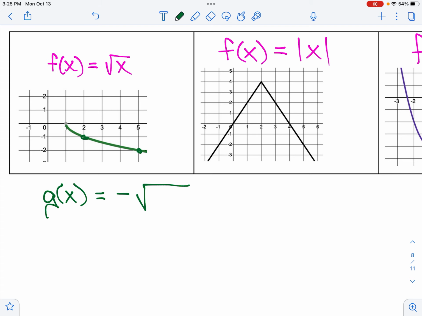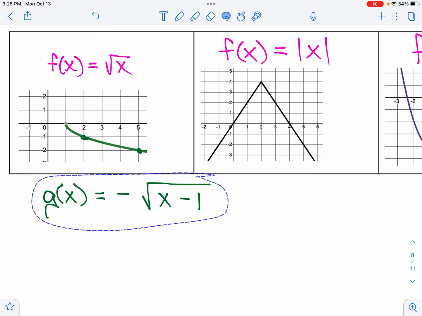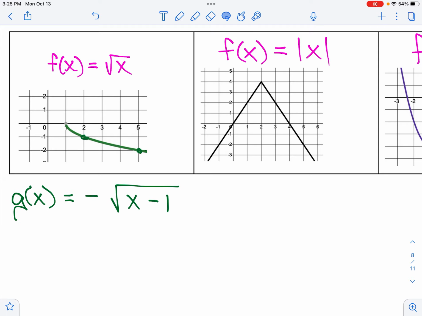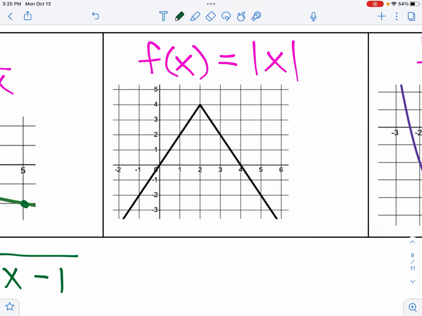So let's see. Normally that's +1, but remember that's opposite. So this will be -1. So my function there, I guess I should move this over a little bit so it's out of the way. Okay. Is g of x equals negative square root of x minus 1. All right. Let's do this one.